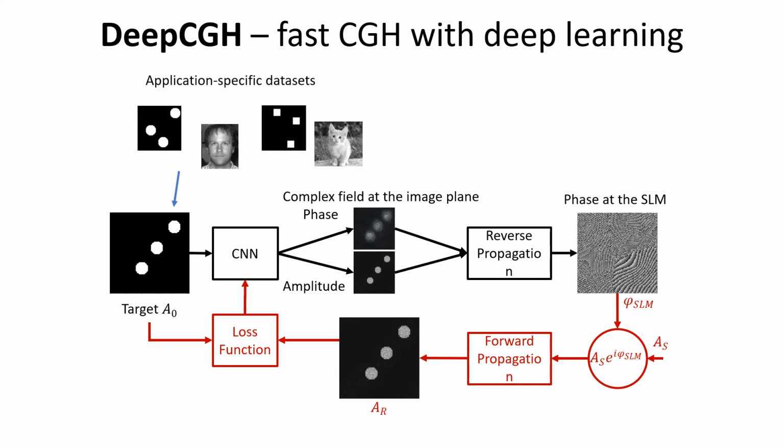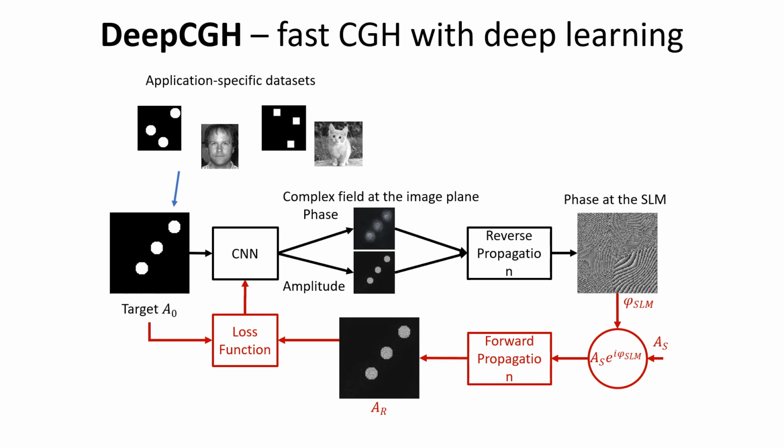The advantage of this strategy is that we can train our network using application-specific datasets. The only input that we need to train the CNN is a large number of target amplitudes that resemble what we're trying to achieve. So we can tailor those datasets to train the CNN to generate, for instance, natural images, or to train for specific datasets that resemble the particular application that we target.